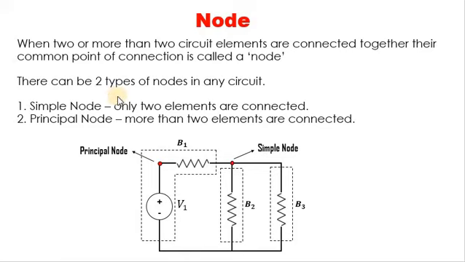Okay, so there are two types of node in any circuit. So you can see that two nodes are mentioned here in this circuit. The one is the simple node and the other one is the principal node. So what is a simple node? When only two elements are connected with each other. So you can clearly see that V1 and this resistance are connected together, which is only two. So this node that is created here is called the simple node.